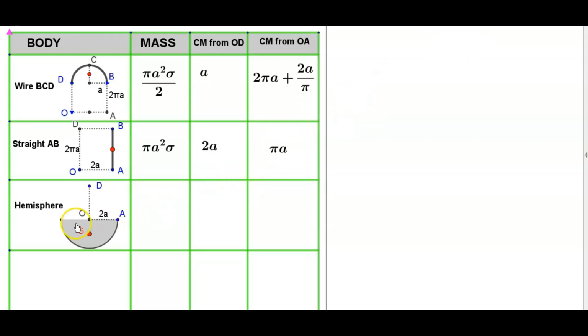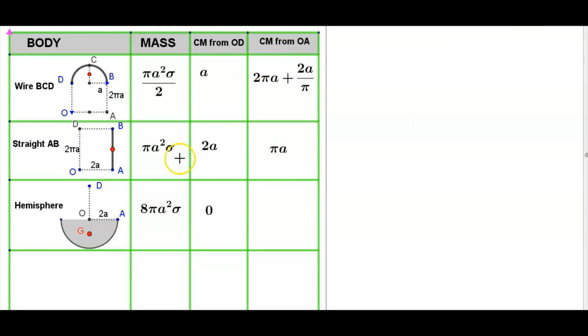The next portion, this hemispherical shell. Mass of this portion: 2 pi A squared, but here 2 pi A squared is the surface area, but radius is 2A, therefore 4 pi A squared, 2 pi A squared into 2A whole thing squared, 8 pi A squared, into mass per unit area sigma, 8 pi A squared sigma.